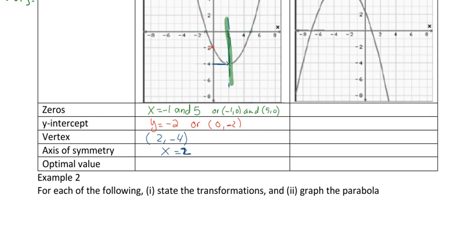What's your optimal value? y equals -4. And then you're going to have to say if it's a max or a min. So you're going to say it's y equals -4, and it's a min. Or you can write minimum at y equals -4, whatever you want. Okay? Are you okay with this?